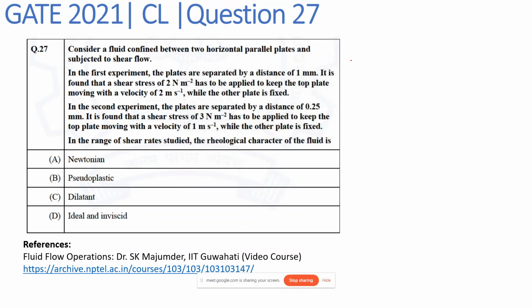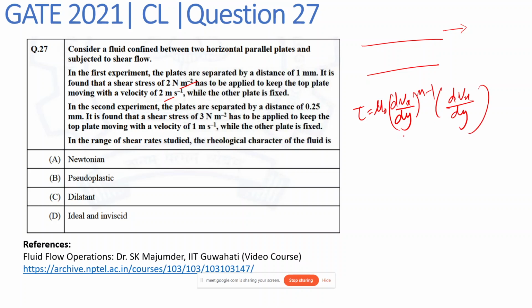So here we have been given two experiments which involve two horizontal plates, and we are moving one plate, and corresponding to that we have been given the shear stress and the velocity change occurring, and based on this we have to comment on the rheological character of the fluid. So what we will do is, given the information, we will try to fit the power law model. We will try to fit this using the given information, find the value of n, and then we can find which of the following options is the correct one.